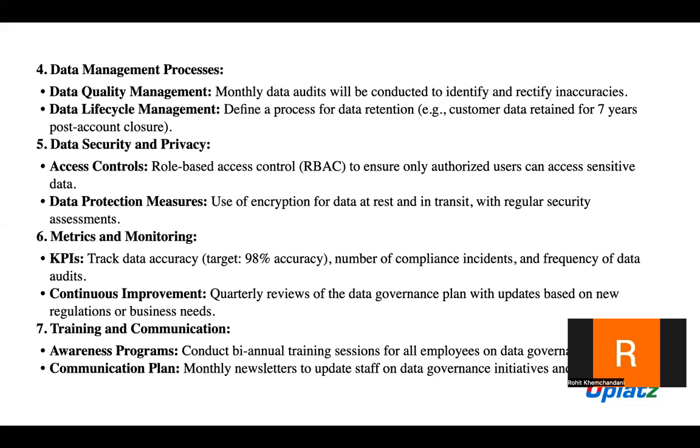We have to look at data security and privacy. Access control defines who can access the data and under what circumstances. Data protection measures are procedures for protecting sensitive data from breaches. For example, encryption, so the data can be encrypted also.